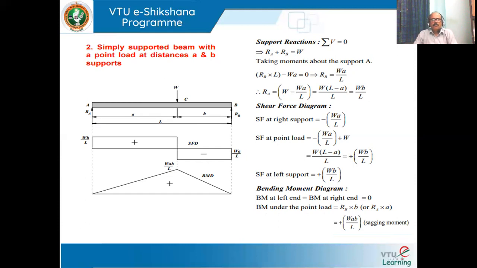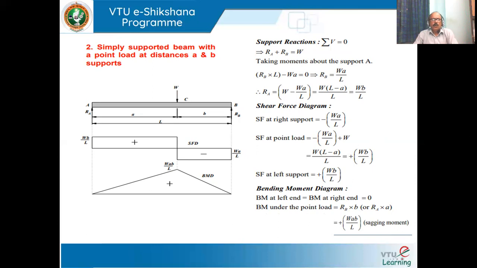While taking moments, that is while finding out support reactions, there is no need of considering any bending moment sign convention. But if we take clockwise positive, we have to take counterclockwise negative. If we take counterclockwise positive, clockwise negative, that we have to remember while finding out support reactions. That means sum of all the vertical forces is equal to zero. That is the second condition.